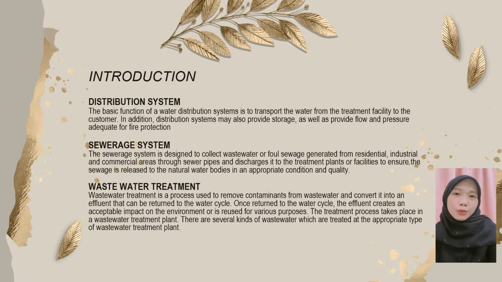The third is wastewater treatment. Wastewater treatment is a process used to remove contaminants from wastewater and convert it into an effluent that can be returned to the water cycle. Once returned to the water cycle, the effluent has an acceptable impact on the environment or is reused for various purposes. The treatment process takes place in a wastewater treatment plant. There are several kinds of wastewater, which are treated at the appropriate type of wastewater treatment plant.